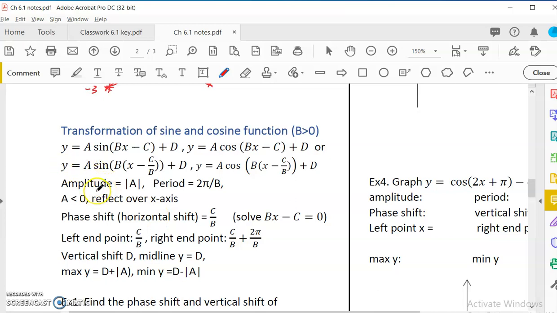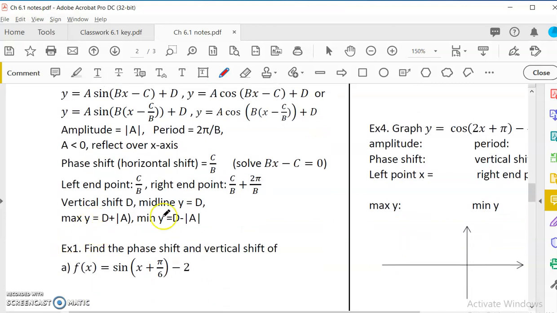So again, we have 4 things now. So how should we do this? We would talk about the amplitude, talk about the period, which is still 2 pi over b, and then we will check if a is less than 0. If it's less than 0, we do a reflection. If it's positive, there's no reflection. Phase shift. Phase shift is horizontal shift. It's c over b. So if it is written in a factored form, this is the number that is the horizontal shift. If it's not factored, then you do c over b.